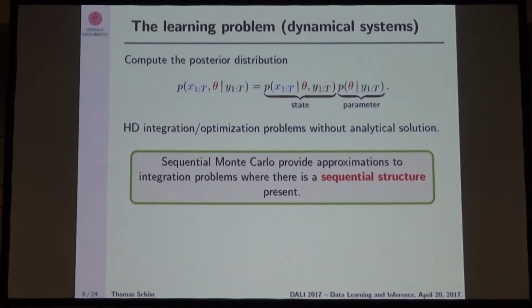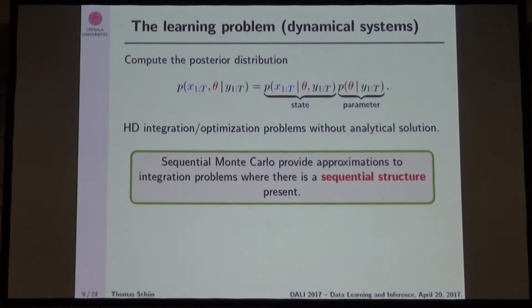So let me just ask you, how many of you have implemented a particle filter or a sequential Monte Carlo sampler? 1, 2, 3, 4, 5. Yeah, so a few. So that's great. I'm glad to see that. So for those of you who haven't, I'll give you a brief micro on what sequential Monte Carlo is.